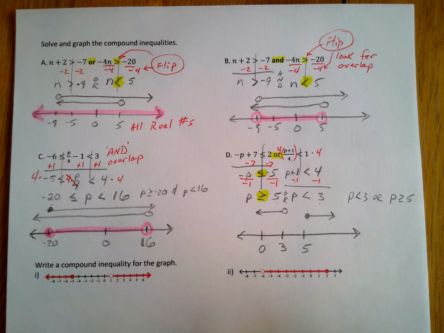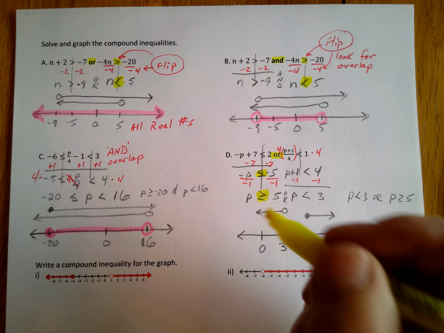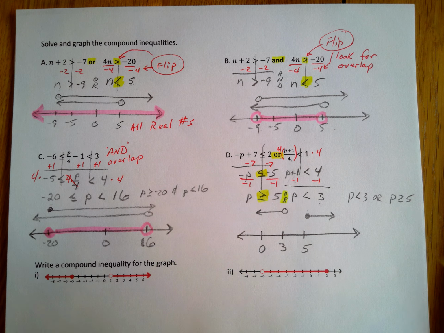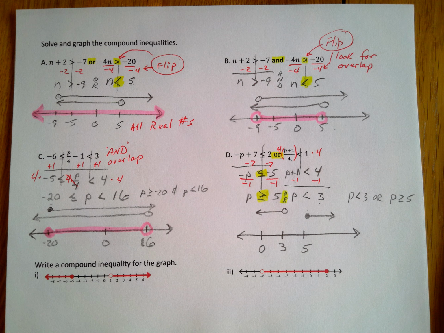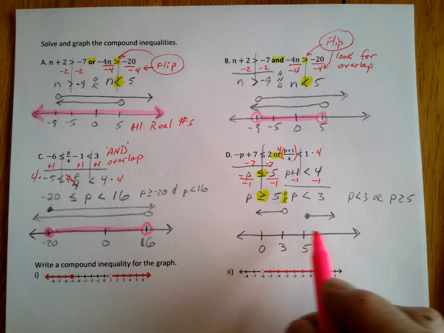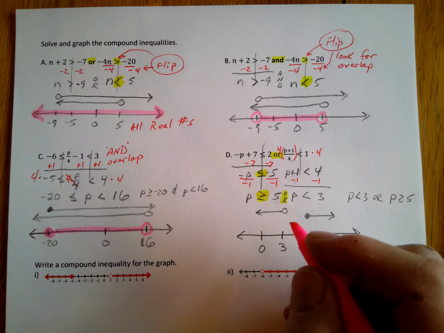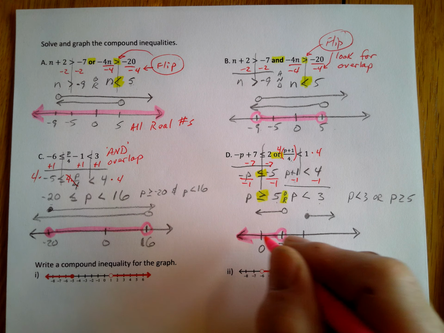No overlap, but we don't need to worry about overlap. It's an or. Ors do not need overlap. The solution set for ors is just when it satisfies one or the other. In this case, you will never satisfy both of them at the same time. So my graph looks like this.